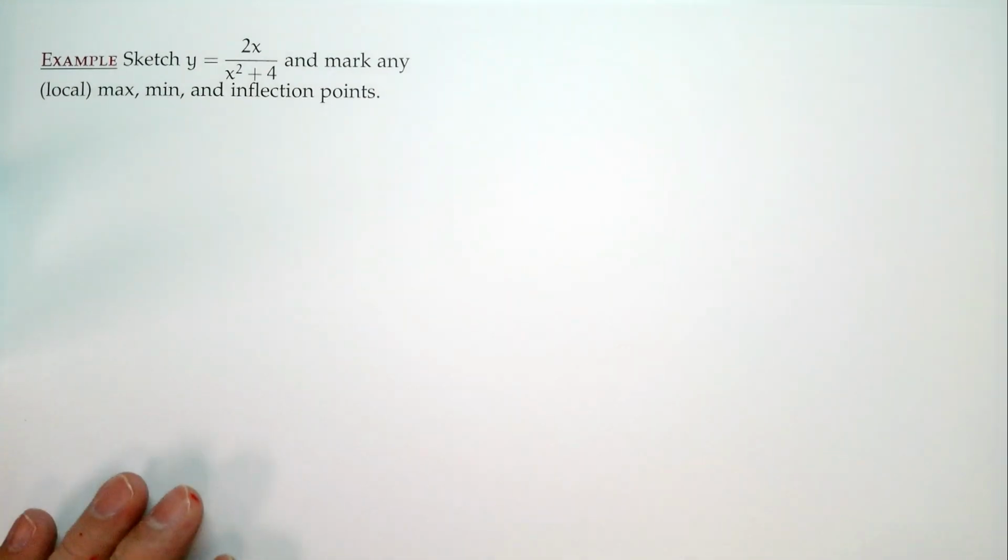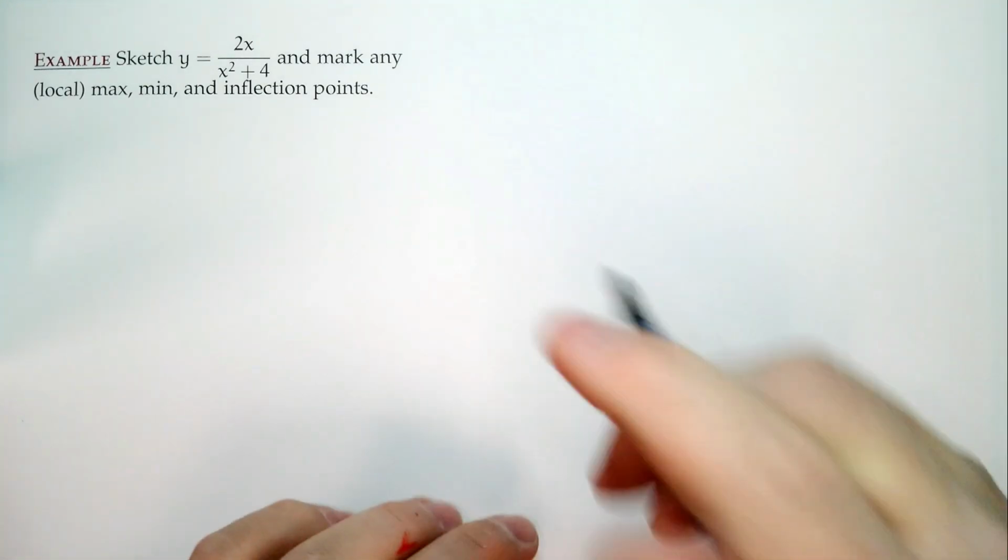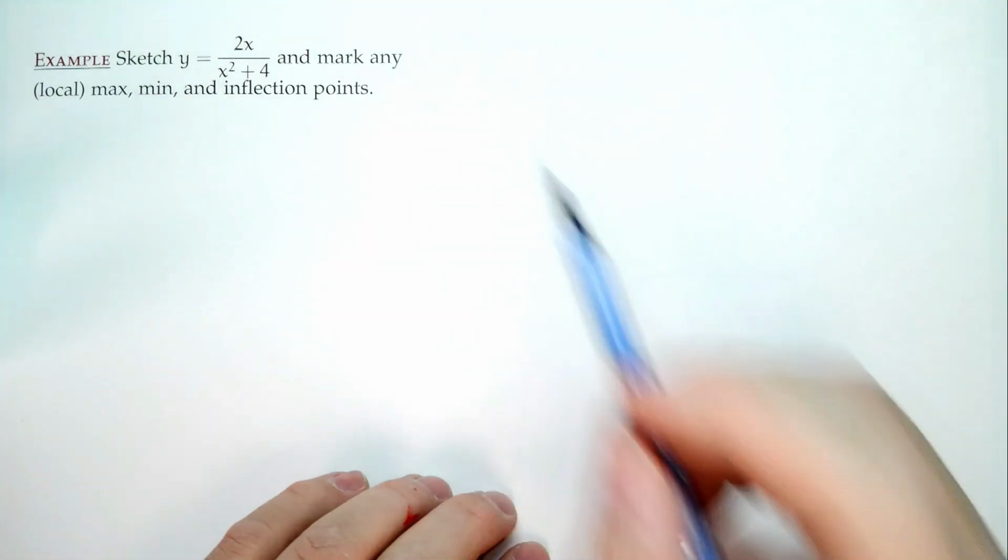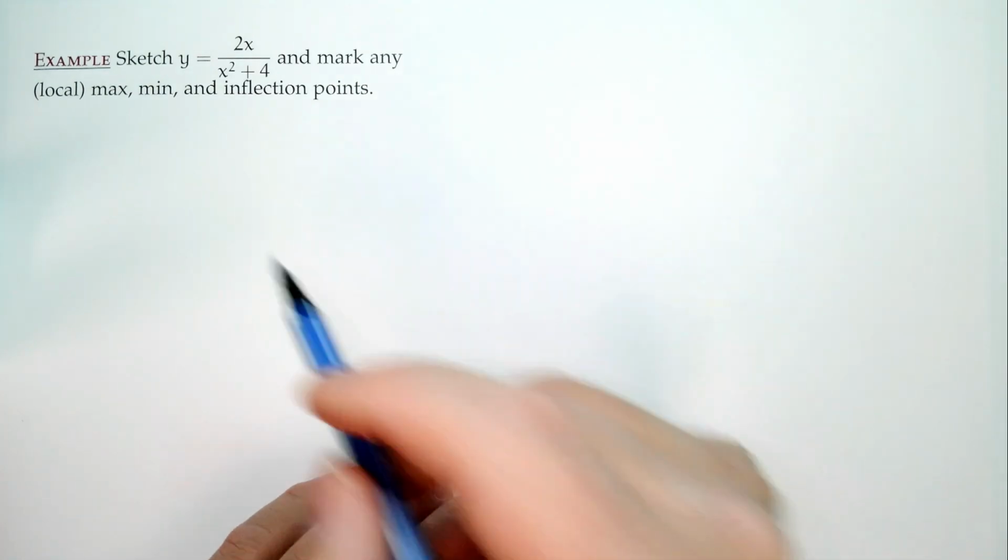Well, let's try one like it. Another one. Sketch y equals 2x over x squared plus 4 and mark any local max, min, and inflection points. So remember, what are we after? Well, we need to know the first derivative and the second derivative.